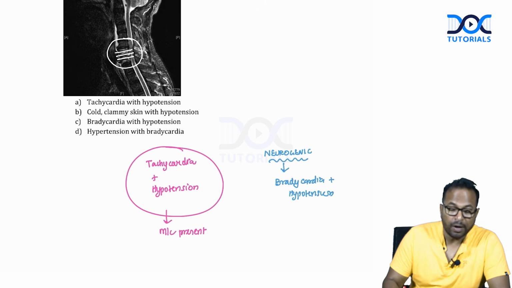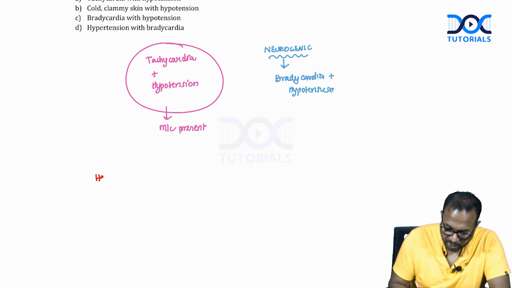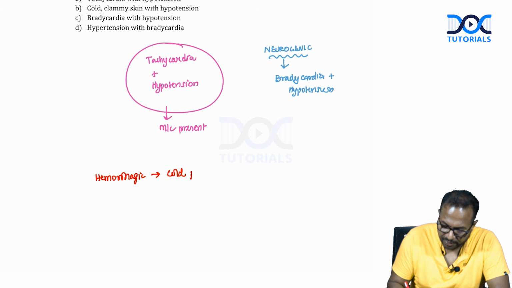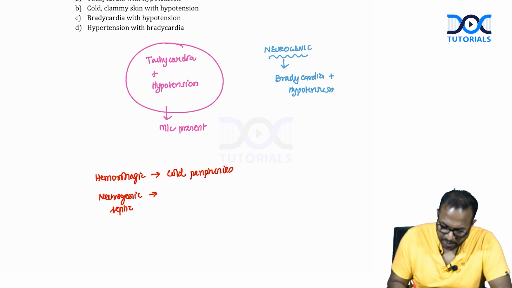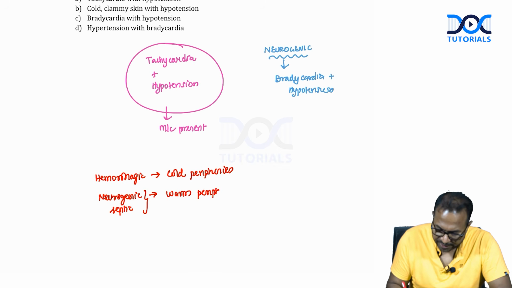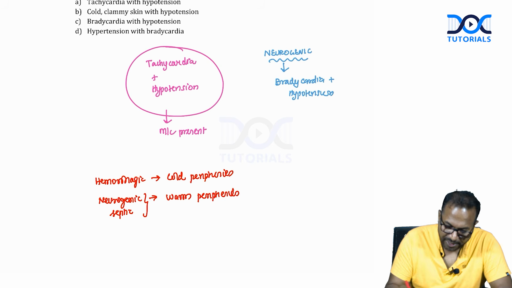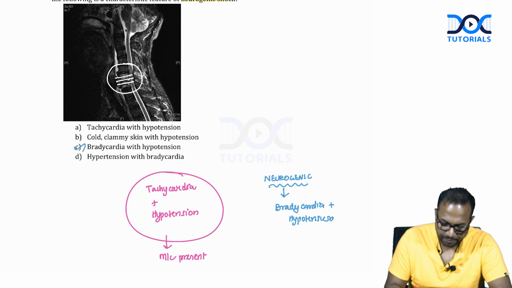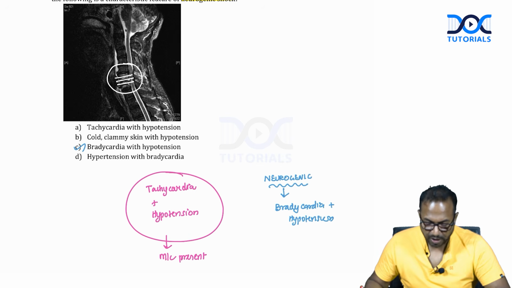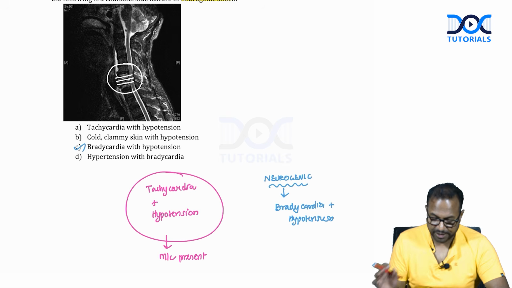Hemorrhagic shock will have cold peripheries, whereas neurogenic shock will have warm peripheries. Neurogenic shock, septic shock or other forms of distributive shock will have warm peripheries. You can see that this is also given in the question. They are mentioning it very clearly: warm flushed skin. So this is bradycardia and hypotension. C is the answer for this question on neurogenic shock. This is also a repeat question in the FMG exam.